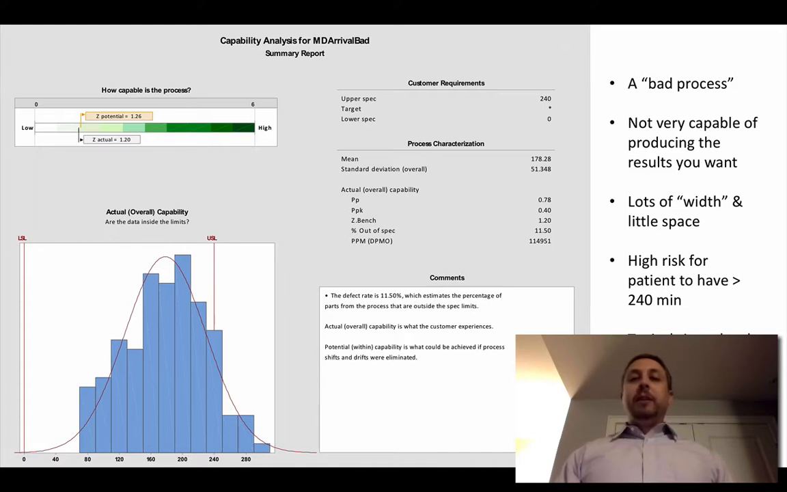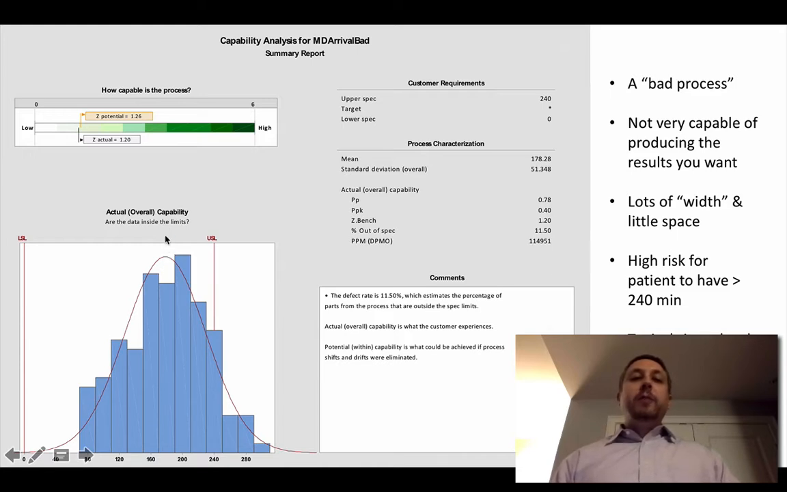So it's called DPMO, and per million opportunities, we would make 114,951 defects. That corresponds to a z-score of about 1.2. Again, the typical performance for a service industry is a z-score of about 1 to 1.5, sigma level 1 to 1.5. And here, this shows one of the issues we typically have in healthcare.